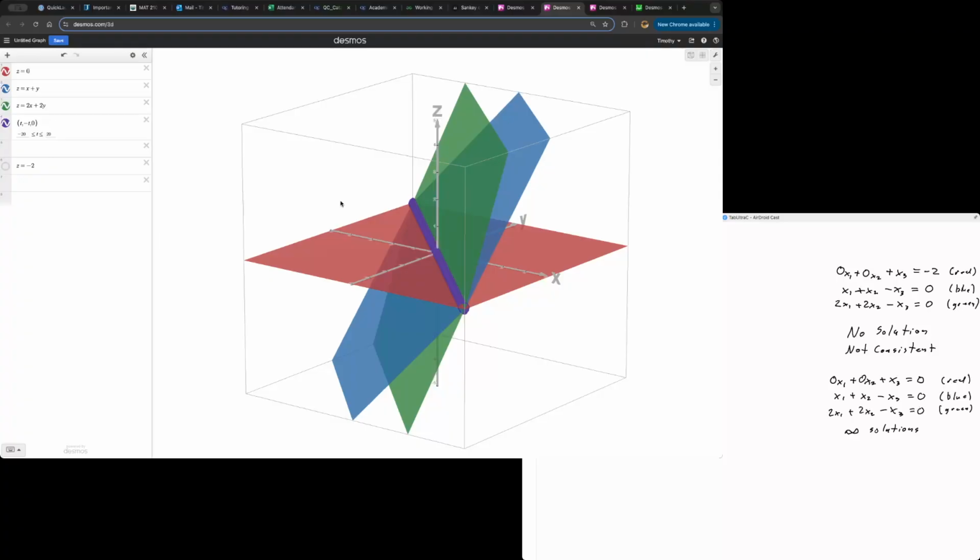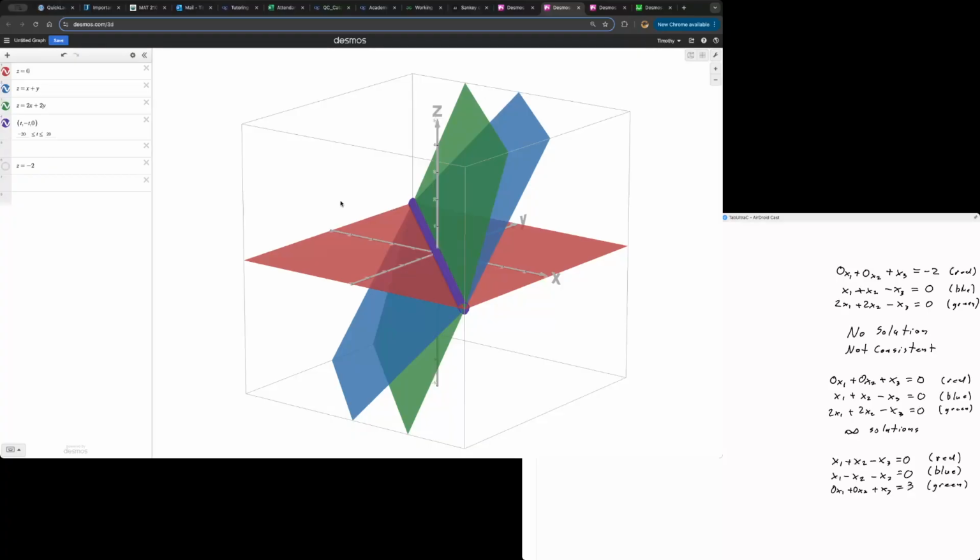We can make another system of equations. This time I'm going to be a little bit more interesting. Let's look at x1 plus x2 minus x3 equals 0. That's going to get plotted in red. x1 minus x2 minus x3 is equal to 0. That one we will do in blue. And 0x1 plus 0x2 plus x3 is equal to 3. We will plot in green.